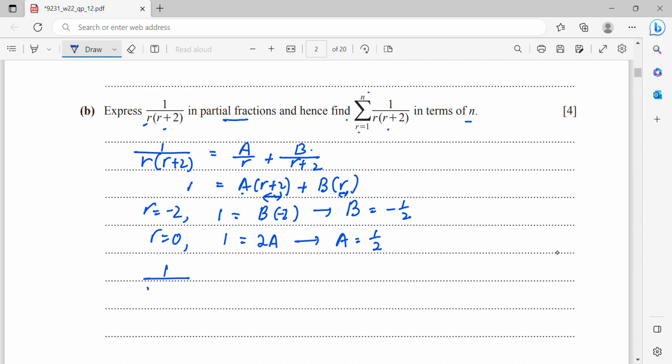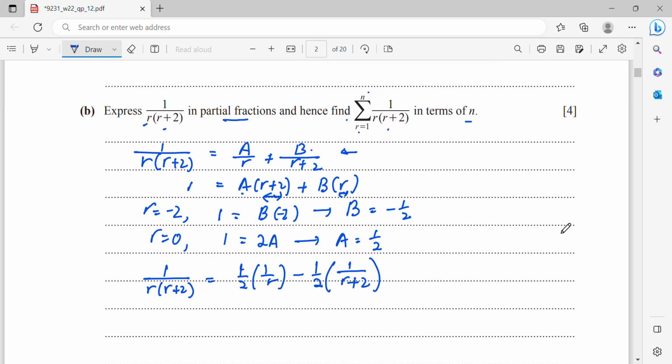So my partial fractions will be half over r. Normally we do not write half over r. What you need to do here is write 1/2 (1/r). That is our A/r plus B/(r + 2). Since B is negative half, the plus and minus becomes minus. Therefore, we factorize the negative half and write 1/(r + 2). So that is our partial fraction.